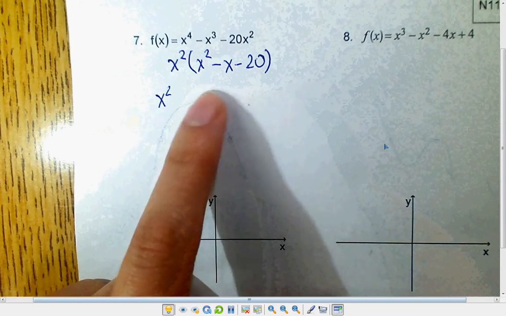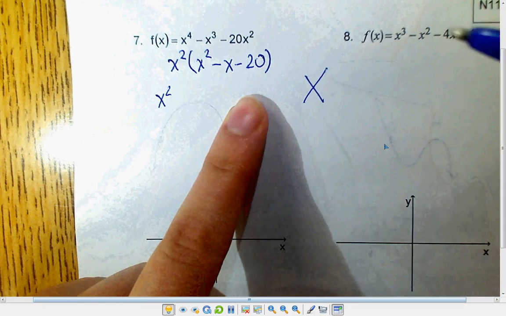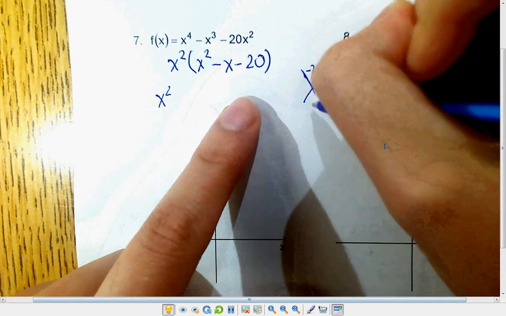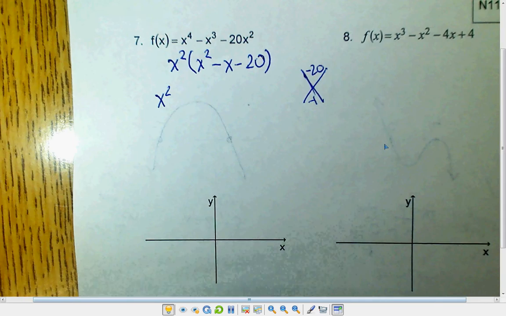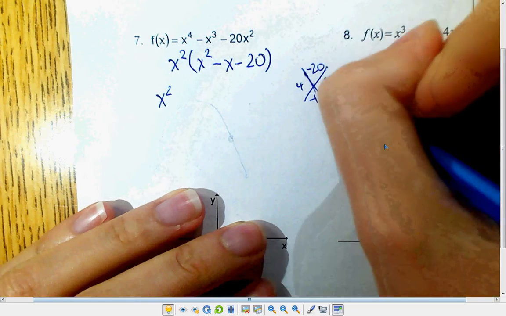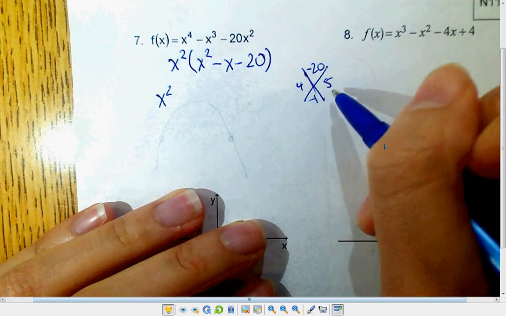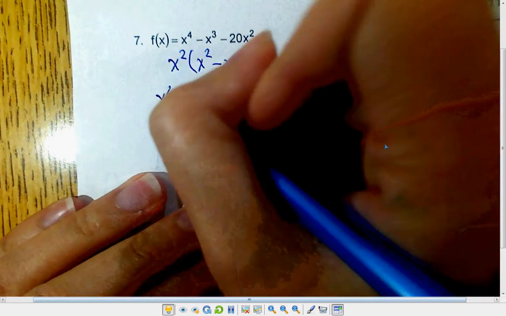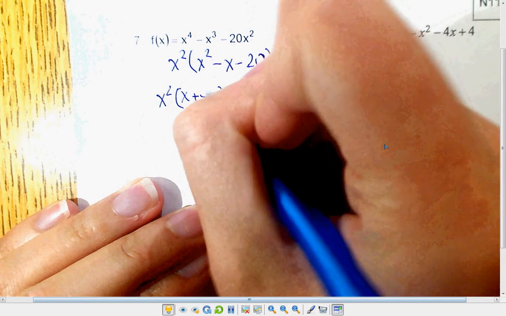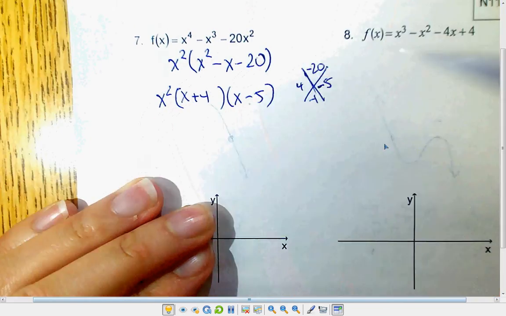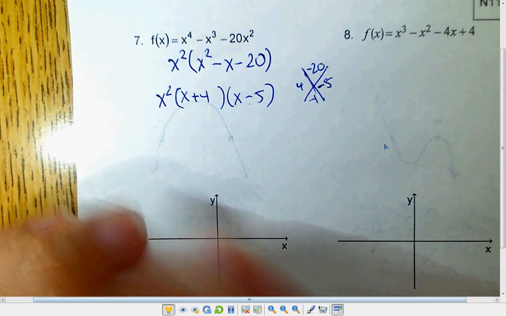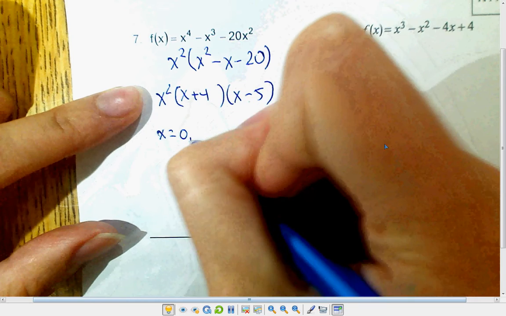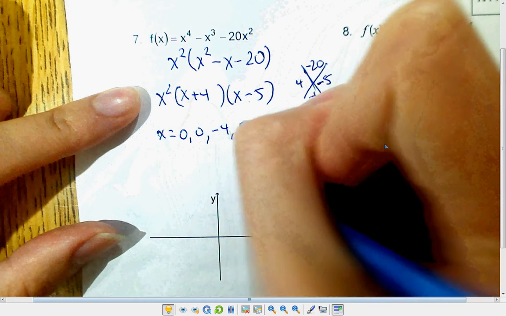Now this is a trinomial. So what I want to do here is figure out x box. It multiplies to give me negative 20, adds to give me negative 1. 4 and 5 multiply to give me negative 20. Which one do I want to be negative to give me a negative 1? The 5. So this can factor down into x plus 4, x minus 5. So once it's factored out, my steps are the same. My roots are 0 twice, a negative 4, and a positive 5.